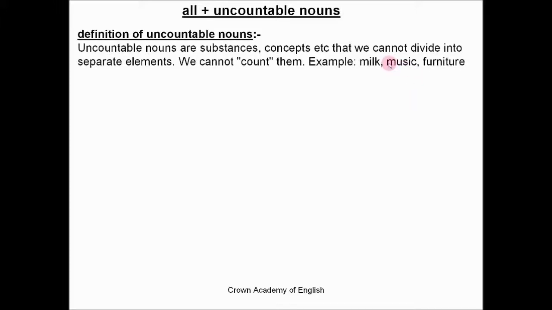And so when we want to use these words, we must only use the word all. We cannot say every. We cannot say every furniture, every music, every milk. So we must use all. We must not use every. Example.